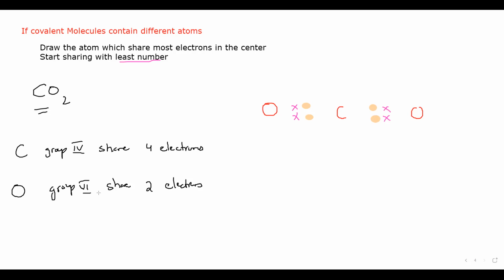So the total number of electrons shared by each oxygen is 2. And the total number of electrons shared by carbon is 4. How is it 4? 2 from one side and 2 from the other side. Is it clear?